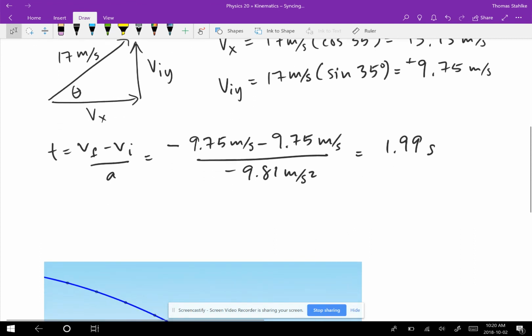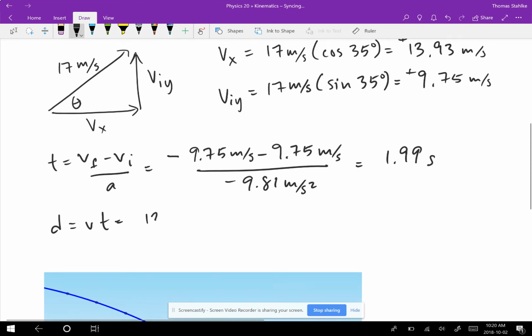And if I want to find the range, I can just say D equals VT. And I know that horizontal component is 13.93 meters per second. And I'll multiply that by the 1.99 seconds. But I'll use the calculator answer. So just multiply by 13.93. And I get 27.69.